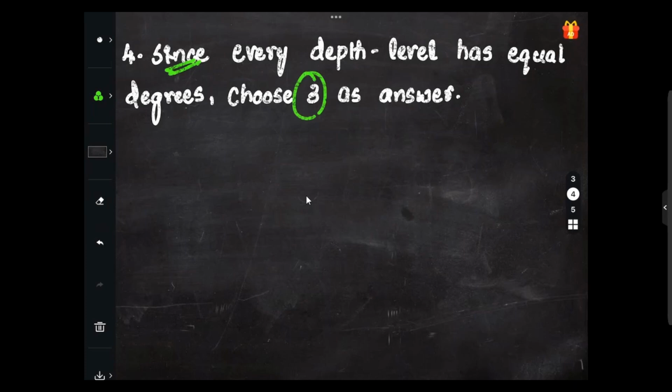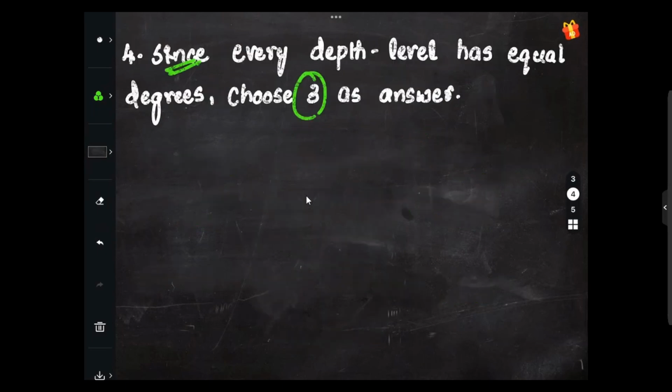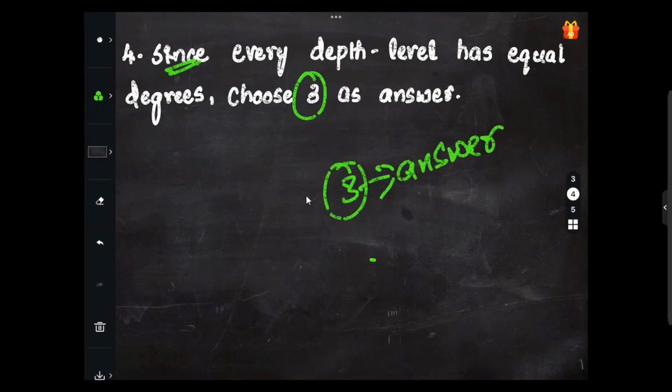Since every depth level has equal degrees, we will be choosing 3 as answer, right? So here you can clearly see why this is not working. For every depth level all are equal here, right? So this is fine. For every depth level has equal degrees, right? 1 1 1, 2 2 2, and the third one is the first one itself, which was only 3. Since every depth level has equal degrees, what will we choose? We will choose 3 as answer, right? So centroid is 3.